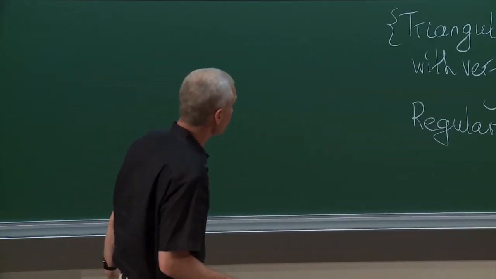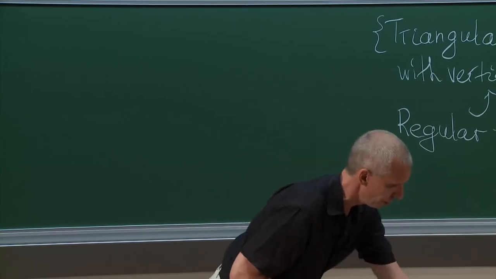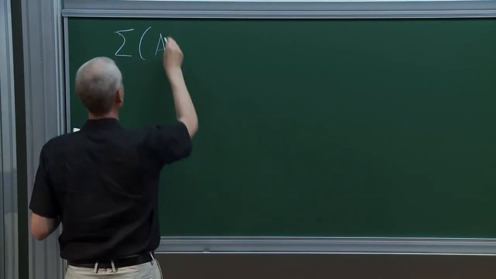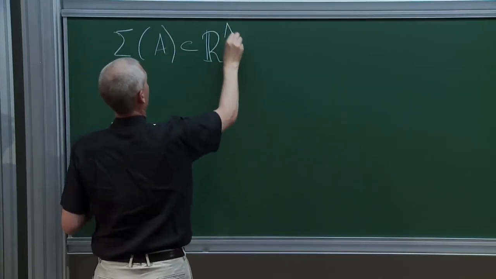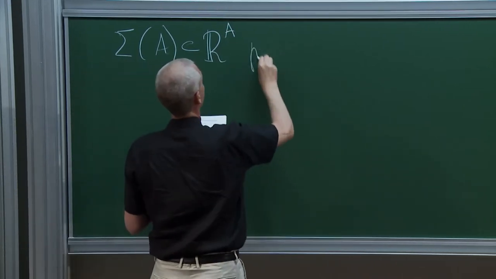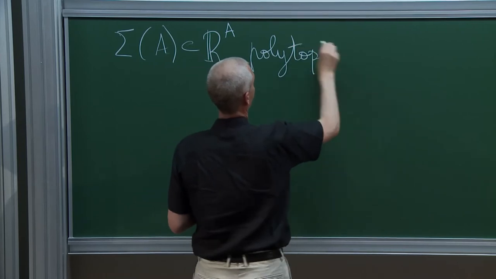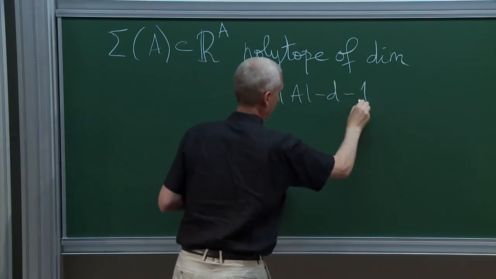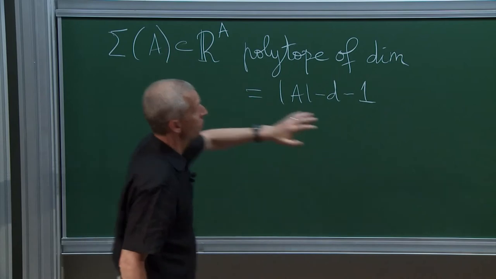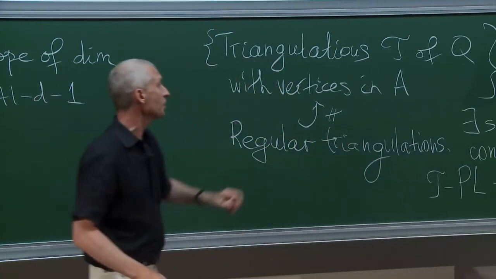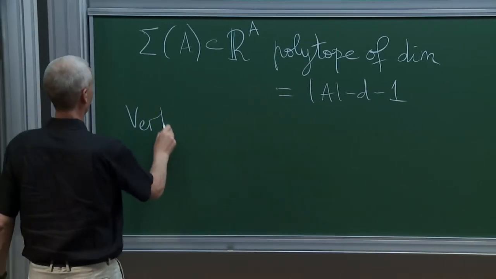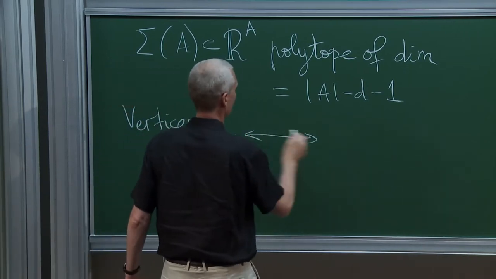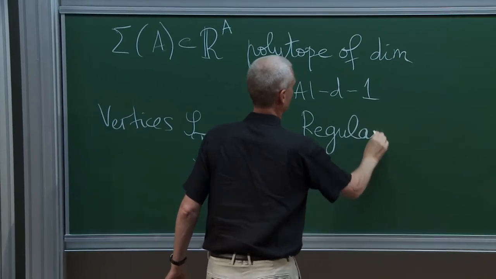So the secondary polytope, sigma of A, is a polytope in the space of functions on A, which means R to the A. It's again convex, of dimension equal to the cardinality of A minus d minus 1, whose vertices are in bijection with this type of triangulations. In general it's a strict inclusion. So the vertices I call phi T, for regular triangulations.